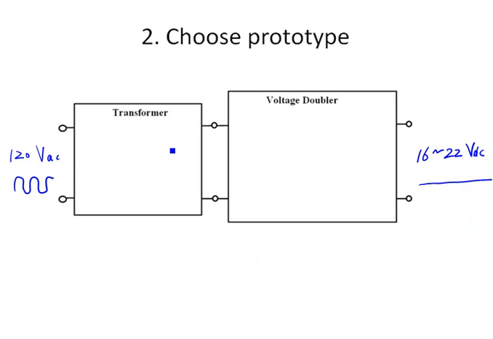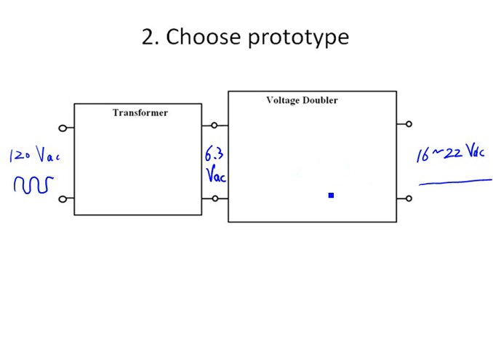So let's look at the transformer circuit. Input is 120 volts AC. The output here, actually we can convert it to a low voltage, for example, 6.3 volts AC. So we can easily find a 6.3 volts transformer. So the output here may be 6.3 volts, but it's still AC voltage.